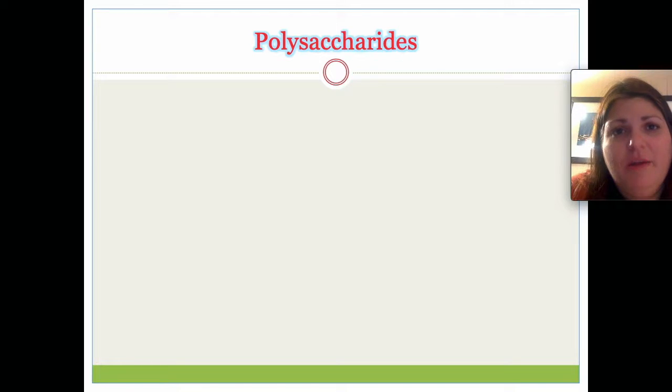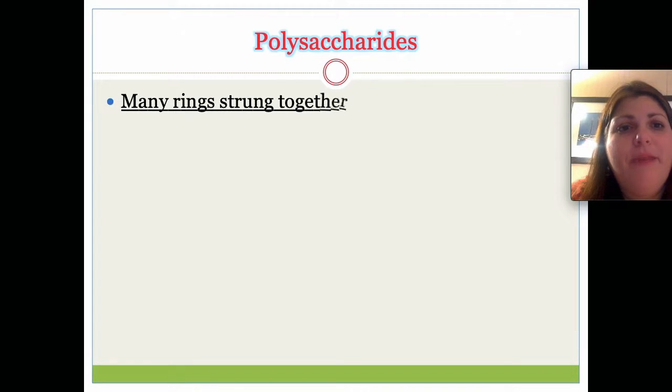The last type of carbohydrate is called a polysaccharide. Polysaccharides, as their name implies, are made up of many rings.